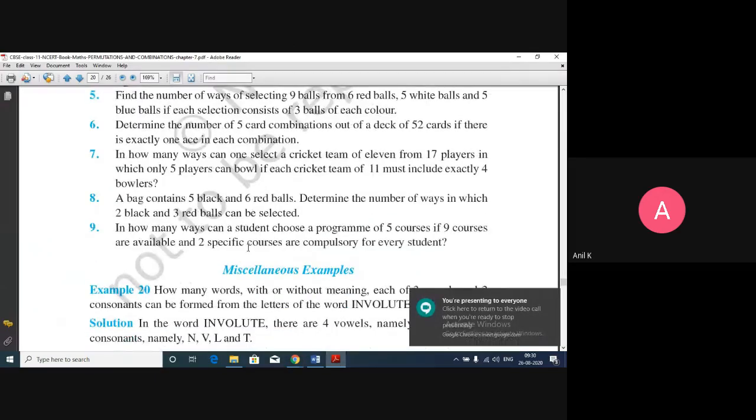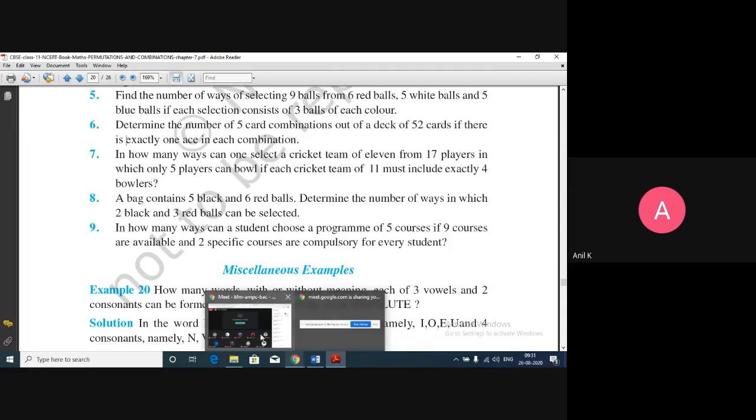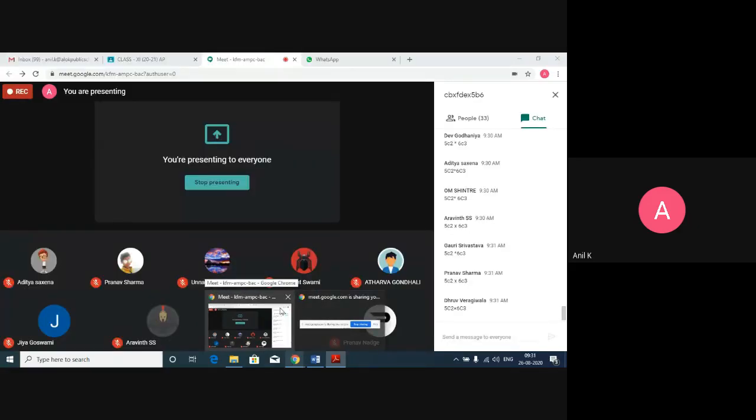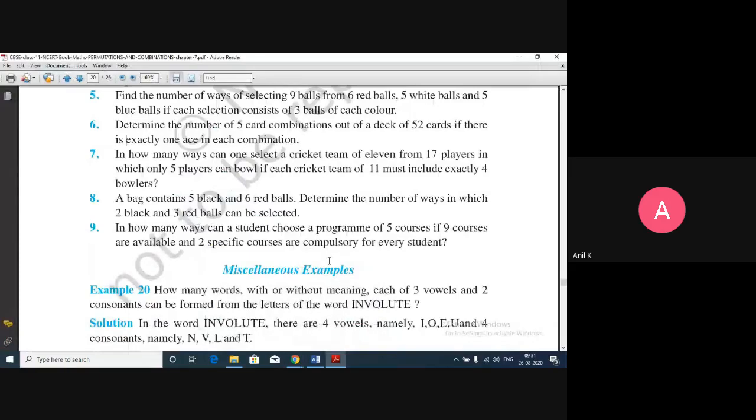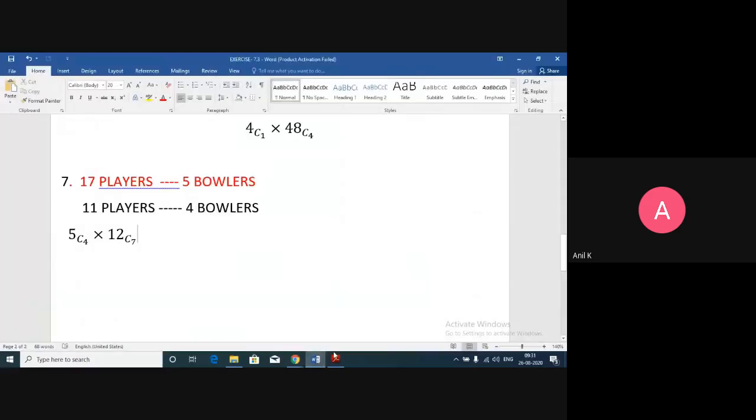So that is done. Next, eighth question. A bag contains 5 black and 6 red balls. Determine the number of ways in which 2 black and 3 red balls can be selected. I think you can give me the answer quickly. Out of 5, I have to select 2 black. Out of 6 red balls, you have to select 3 red balls. So how many ways can we do that? Now I think Gauri has given the correct answer. Yes, it is 5C2 into 6C3. Perfect.